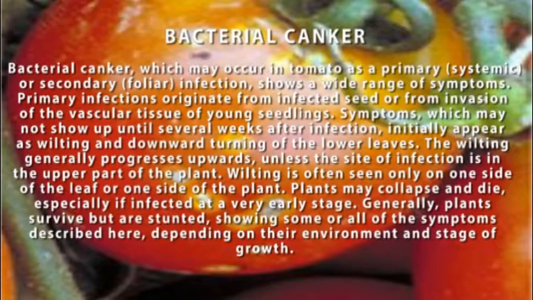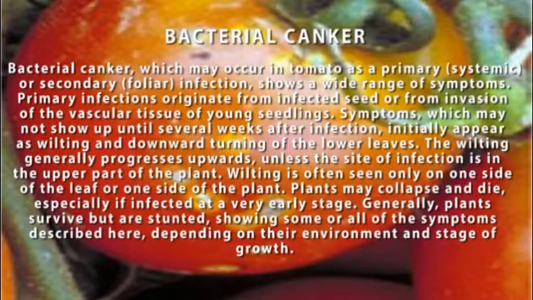Bacterial canker. Bacterial canker, which may occur in tomato as a primary, systemic, or secondary, foliar, infection, shows a wide range of symptoms. Primary infections originate from infected seed or from invasion of the vascular tissue of young seedlings. Symptoms, which may not show up until several weeks after infection, initially appear as wilting and downward turning of the lower leaves. The wilting generally progresses upwards, unless the site of infection is in the upper part of the plant. Wilting is often seen only on one side of the leaf or one side of the plant.